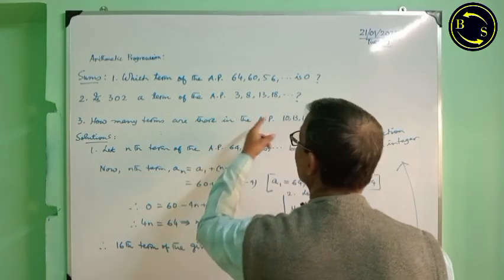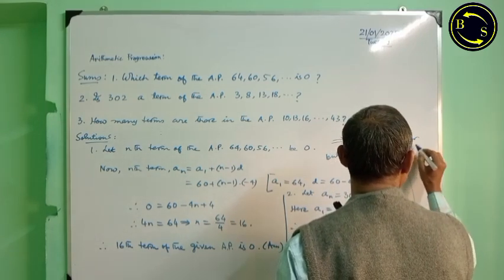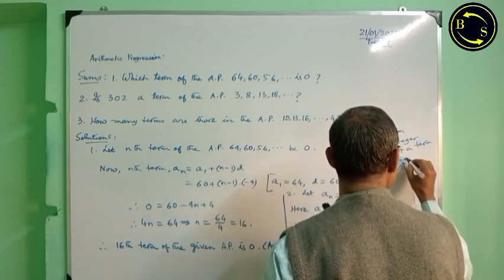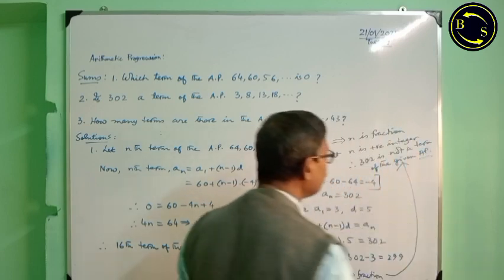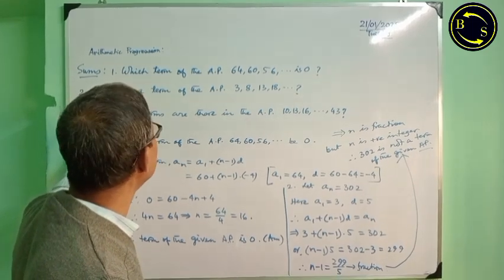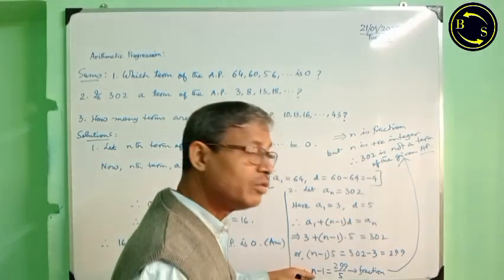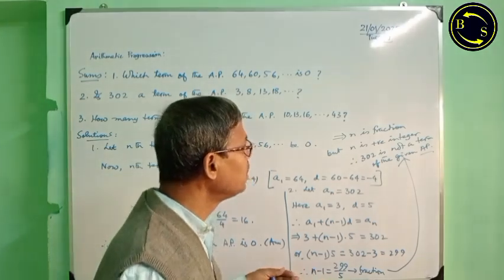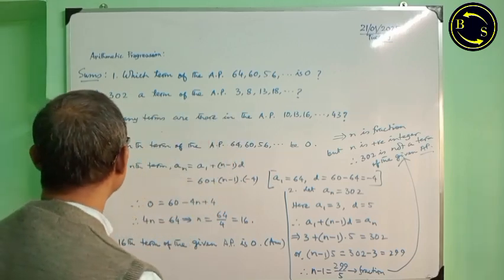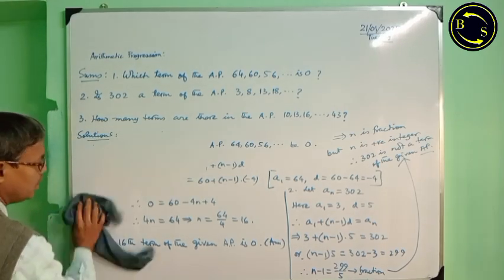Therefore, the answer will be 302 is not a term of the given AP. It was asked in the question whether 302 is a term, but after calculation we find n is a fraction. Also, if you find n is negative, that is not possible. Therefore, 302 is not a term of the AP. Therefore, the second sum is solved. The first sum is also solved. Now we move to solve sum number 3.